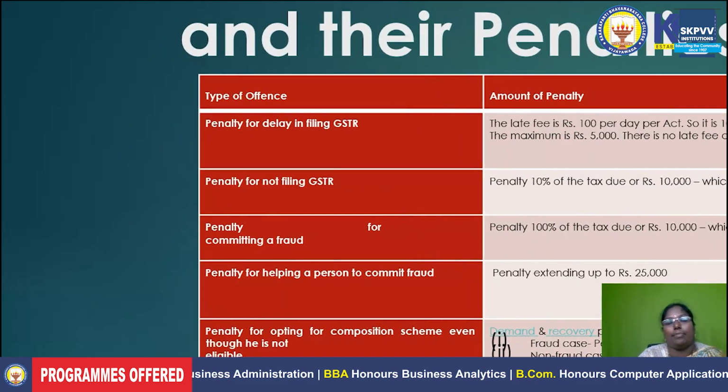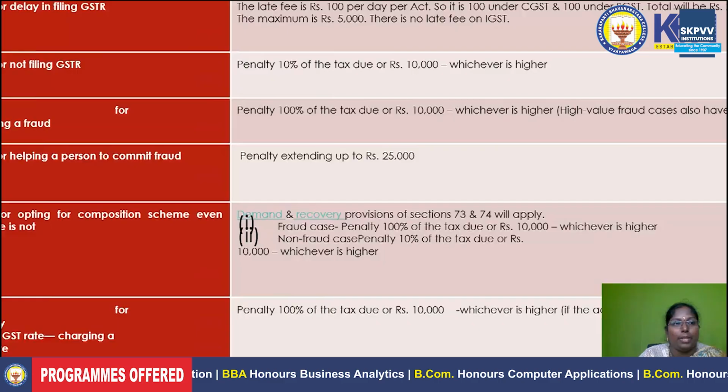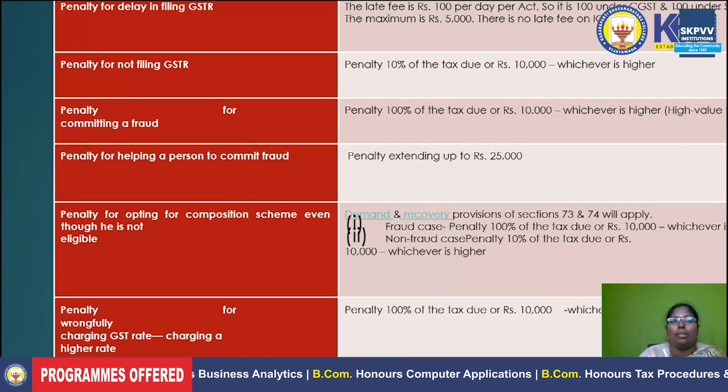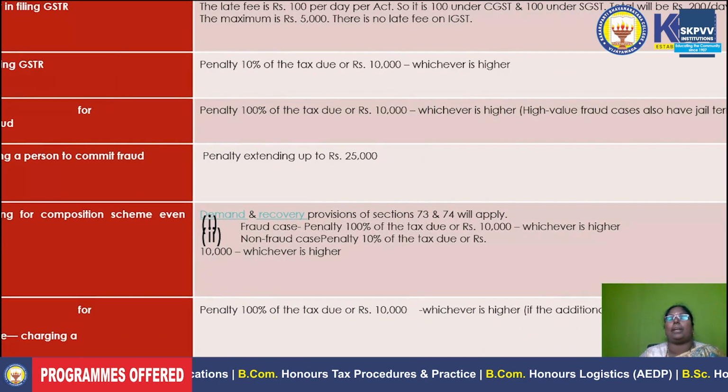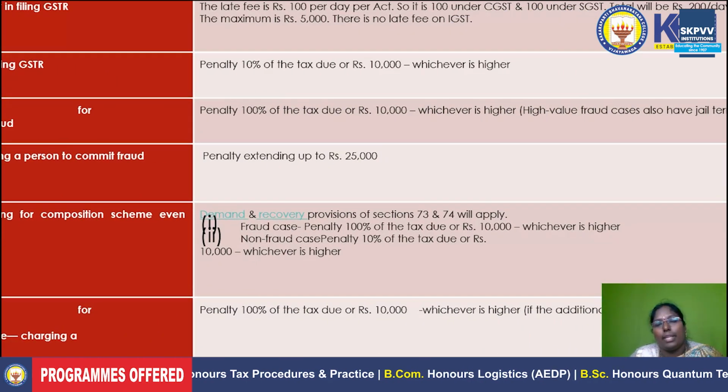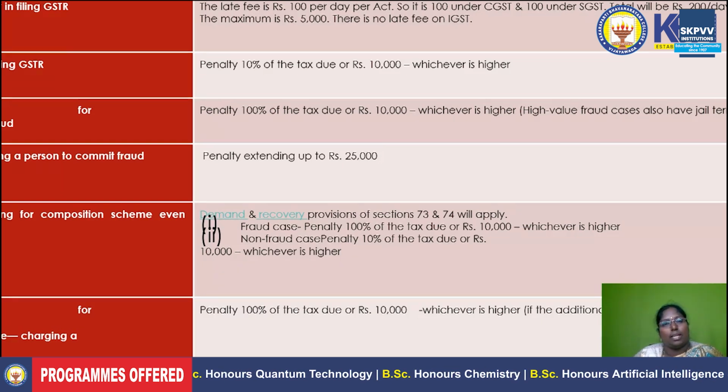That is a penalty of 25,000 rupees. And next, penalty for opting for the composition scheme even though he is not eligible. Normally, a composition dealer has a threshold limit, and if that threshold limit is crossed but they are still paying all the taxes under composition only, that is also fraud, whether committed knowingly or unknowingly. They have different cases, and they need to pay the penalty to the government.